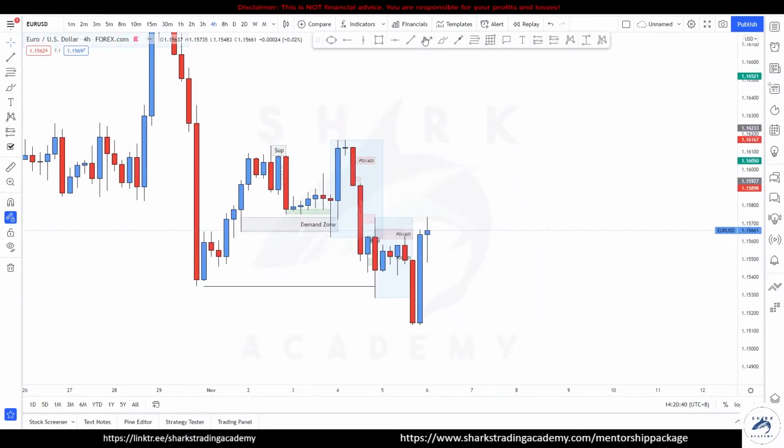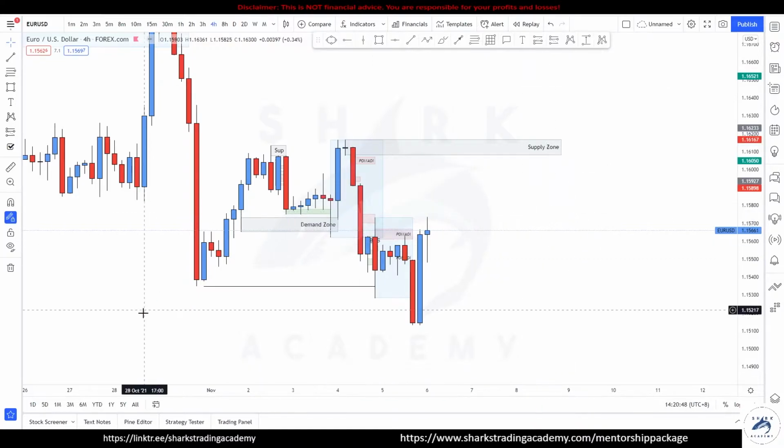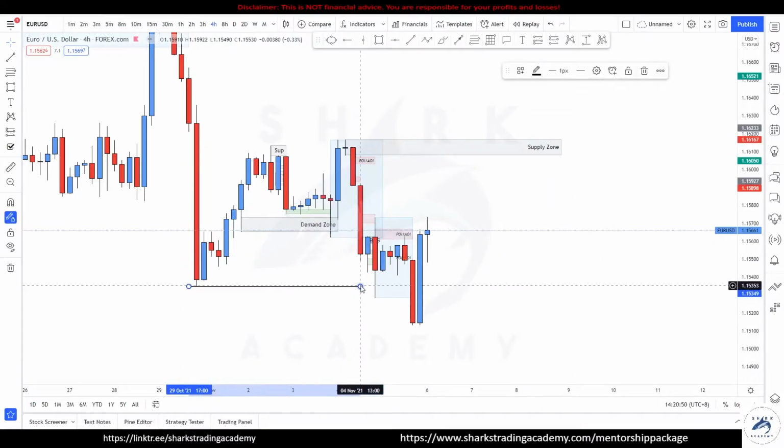And I'm still looking for sells. And where am I selling from? I'm going to sell from here. So this is a valid POI. Okay, this is a supply zone that caused this break of structure over here.